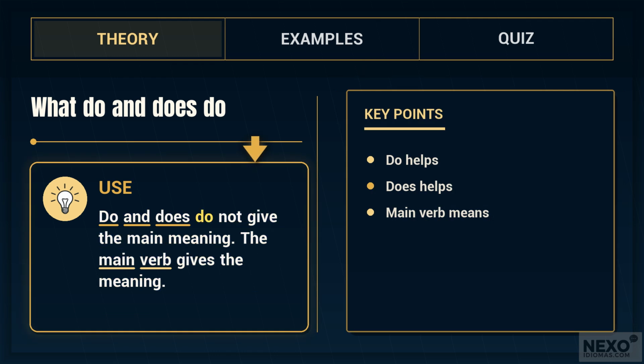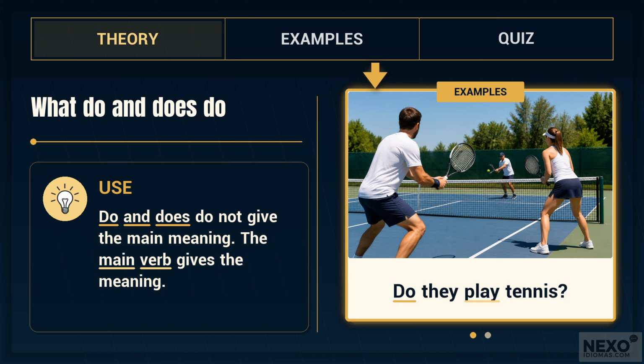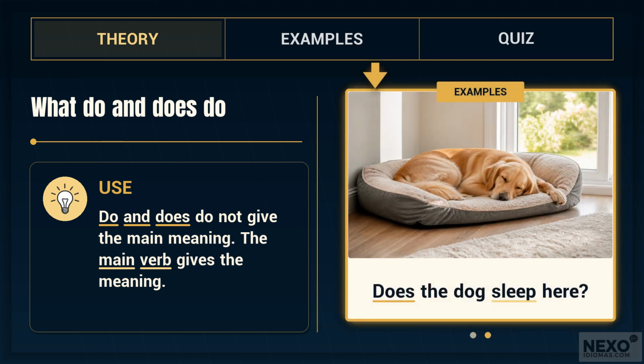Do and does do not give the main meaning. The main verb gives the meaning. Example: do they play tennis? Example: does the dog sleep here?